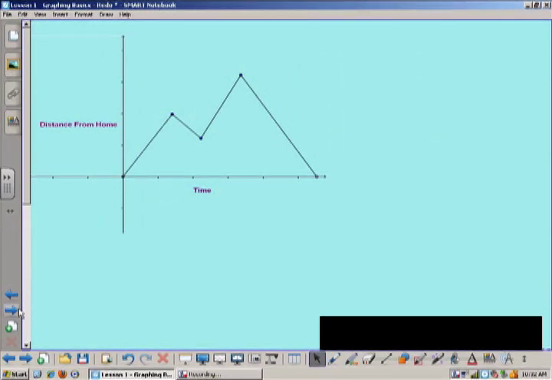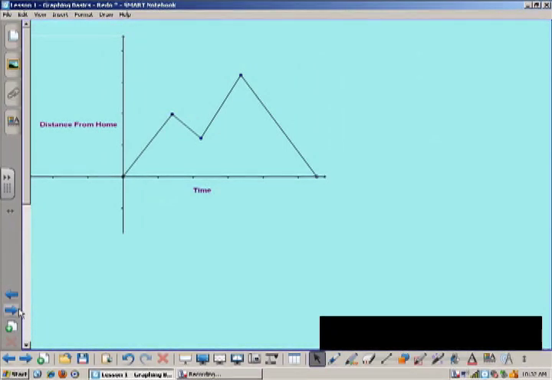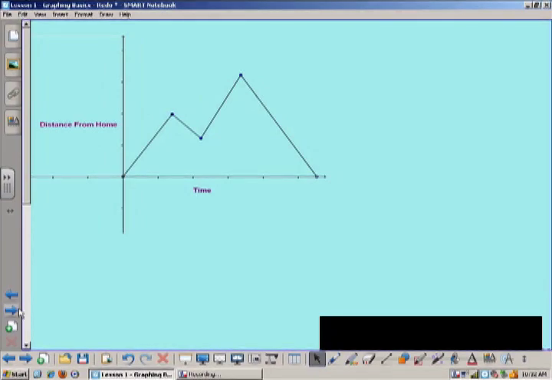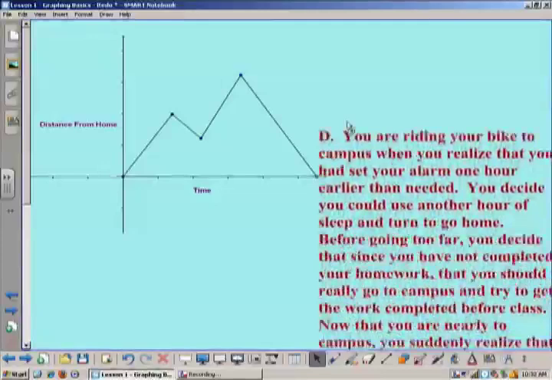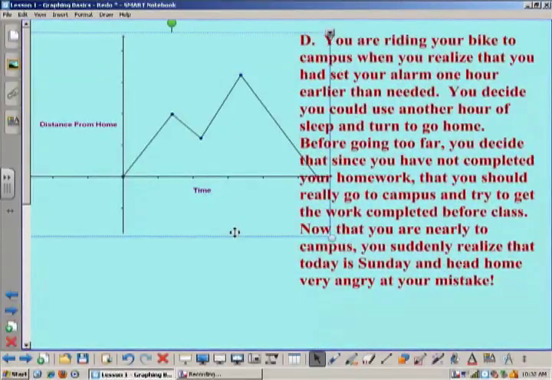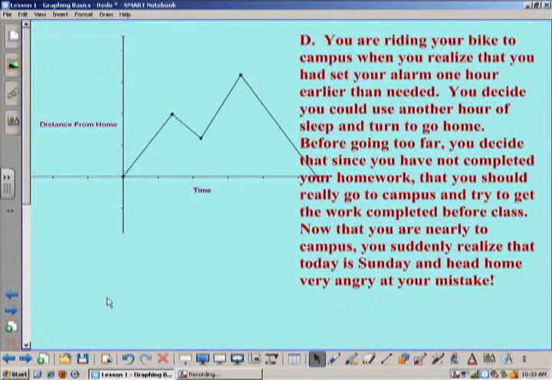Next one, your distance increases, it decreases, it increases, and it decreases. I thought this one sounded like a fun story. Well, as long as I'm watching it, not living it. You're riding your bike to campus. You realize you set your alarm 1 hour too early. And so that's when you decide, ooh, I can go home and sleep a little bit more.